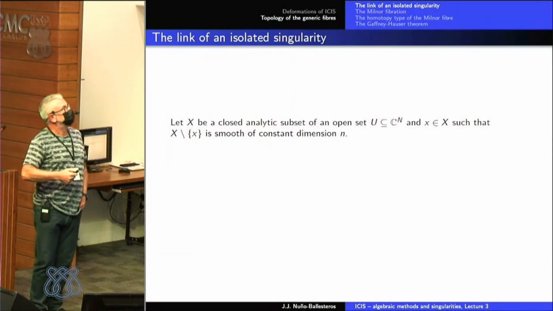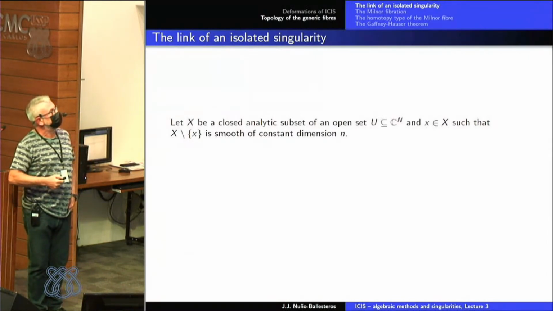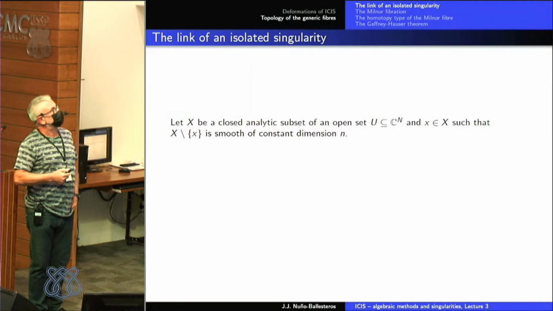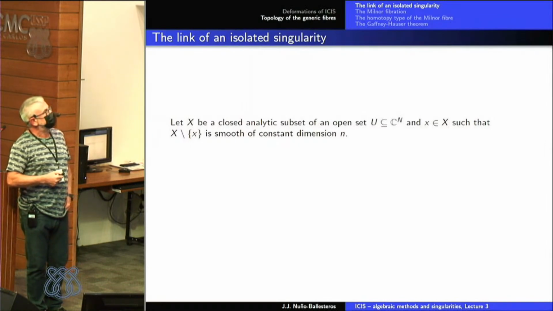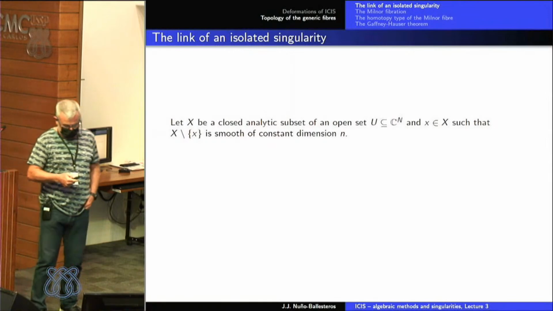So X is a closed analytic subset which defines an isolated singularity. This means that we can have a neighborhood U such that X minus the point x is smooth of constant dimension n.